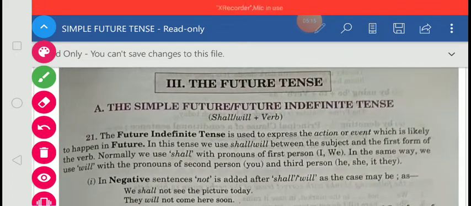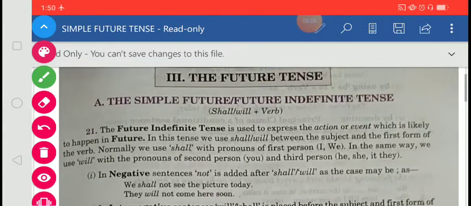we express simple future tense using the helping verb shall or will. Shall is used with I and we, while will is used with all the subjects apart from I and we. So shall is only used with I and we, and with the rest of the subjects we use will. But in modern English we avoid using shall and mostly we use will.